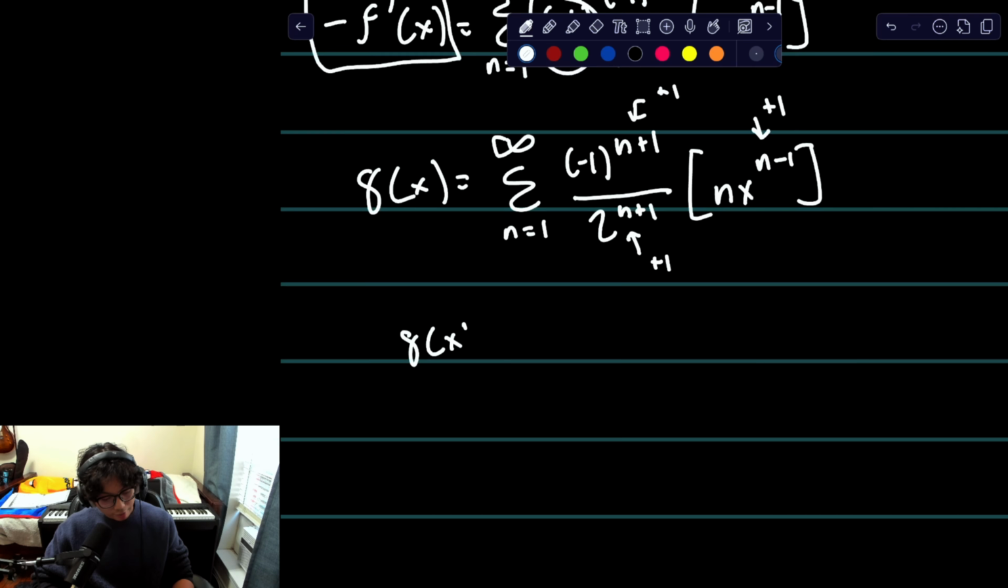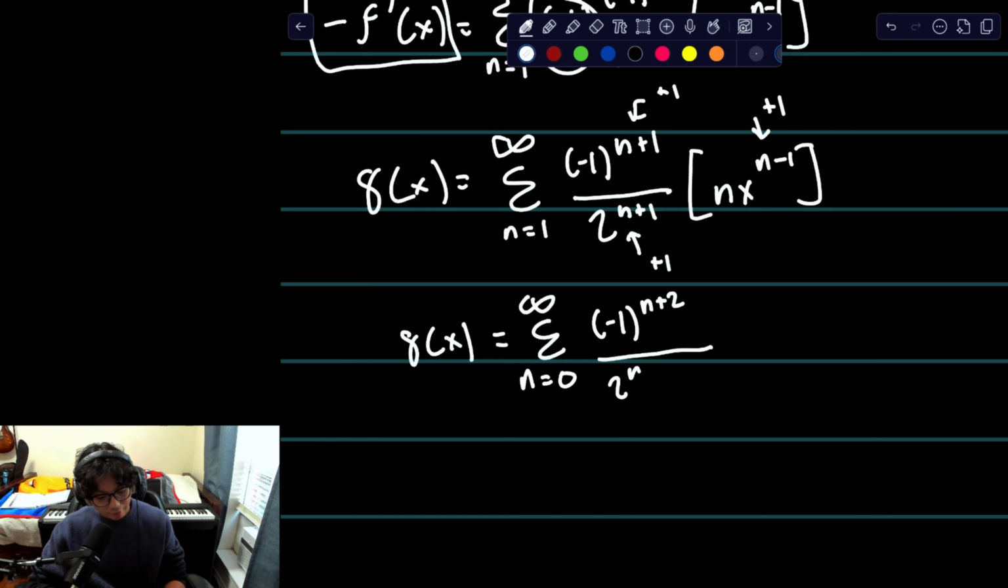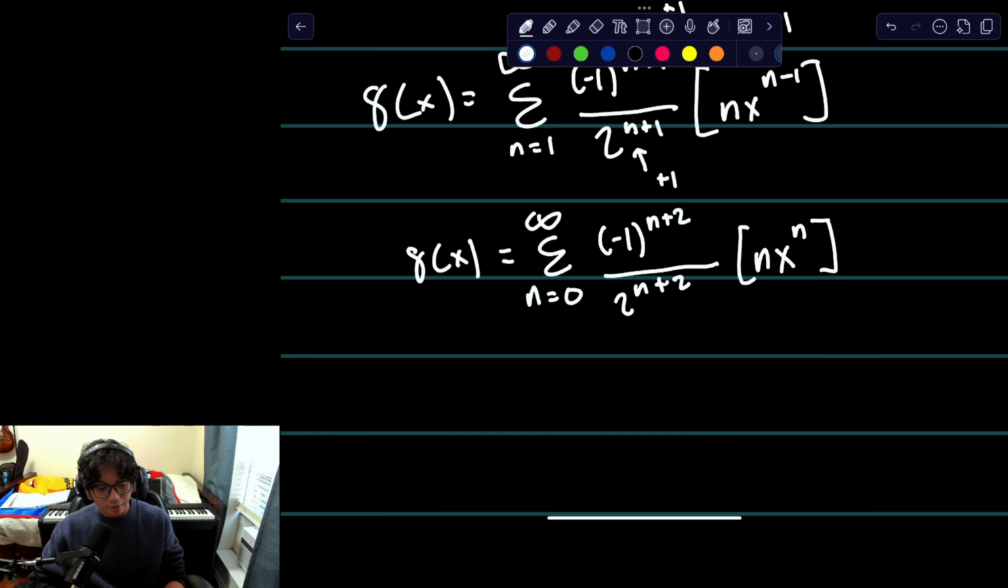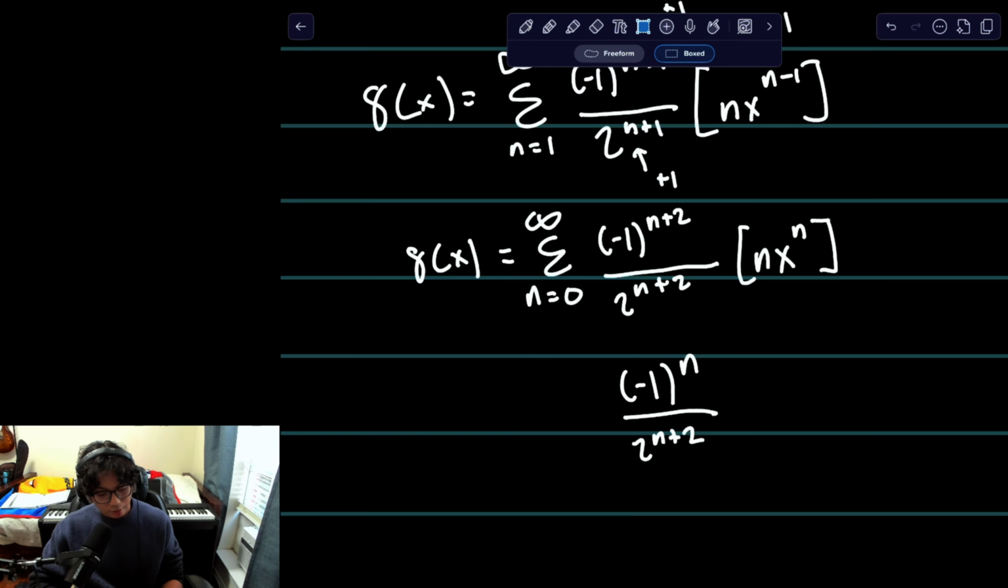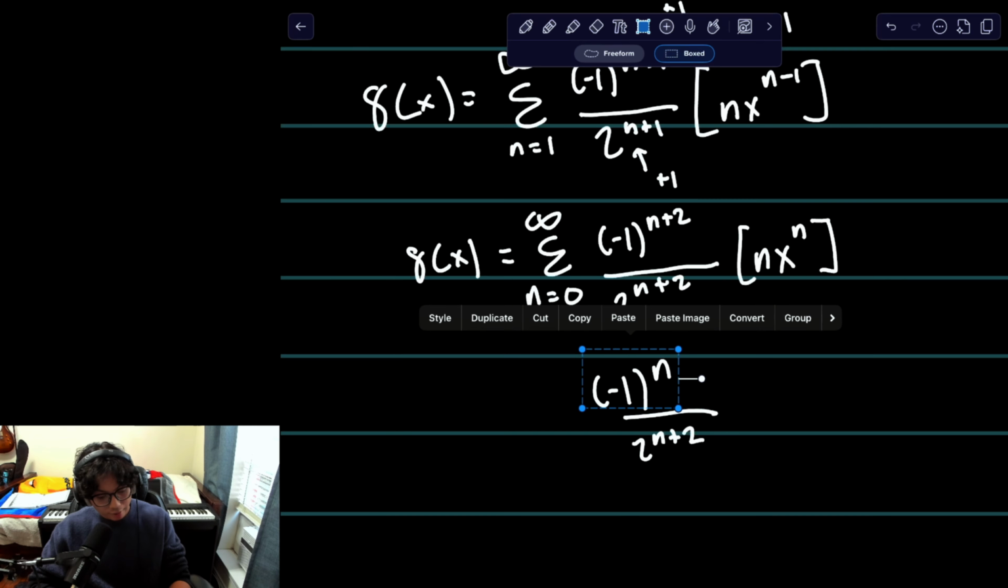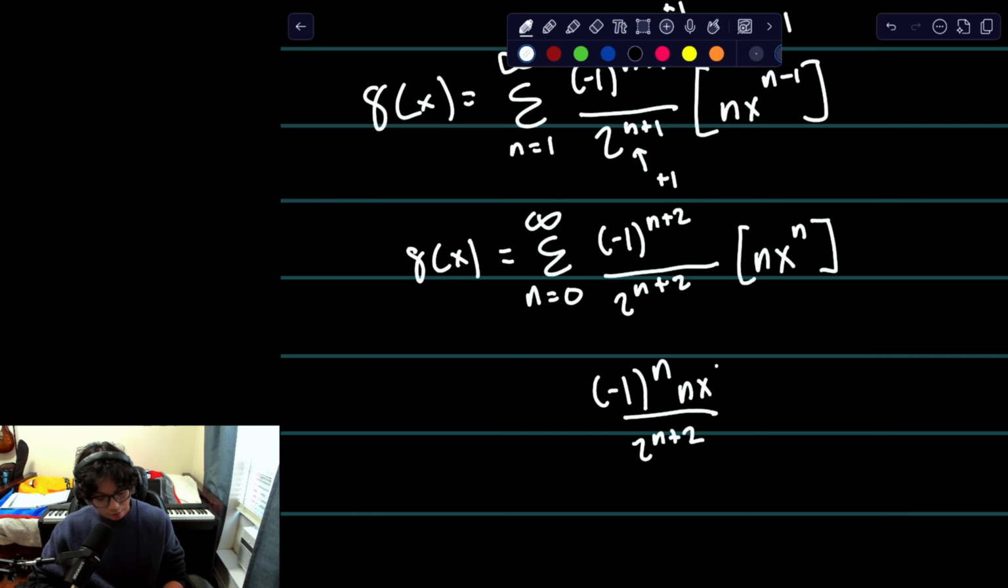So we end up getting g of x equals the infinite series from n equals 0 to infinity of -1 to the power of n plus 2 over 2 to the power of n plus 2 times n times x to the power of n. Now we can also further simplify, because -1 to the power of anything will just stay the same as it always will. So the -1 could just be to the power of n by itself. And we can move this right side, which is the n x to the power of n, inside our function again. It means the same exact thing, but it just looks nicer.